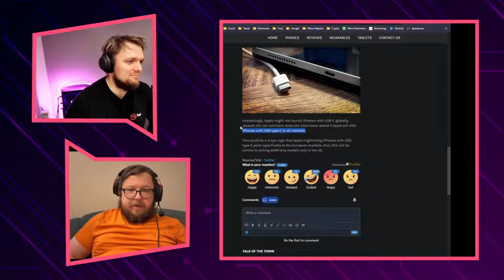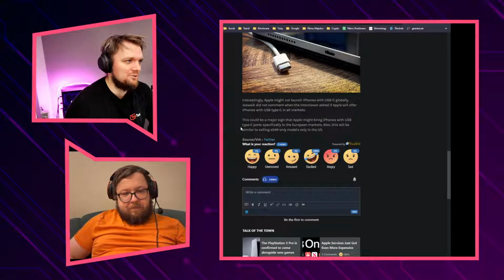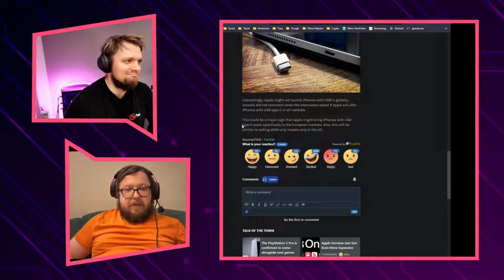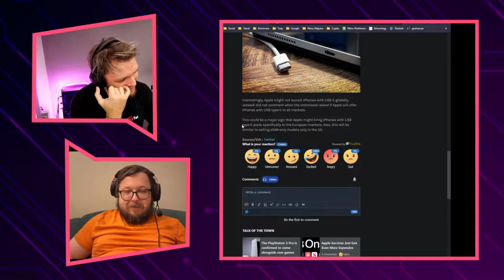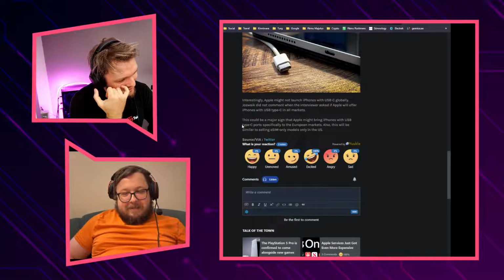I don't know. They are already making different iPhones for the US, that's true, with no SIM cards. Maybe they will use the Indian plants to make the European phones with USB-C, and just do all the other ones as they are.